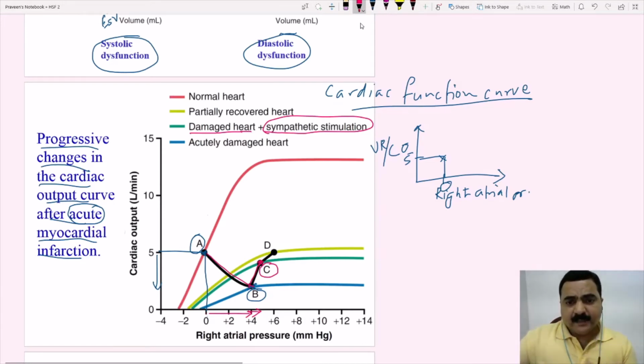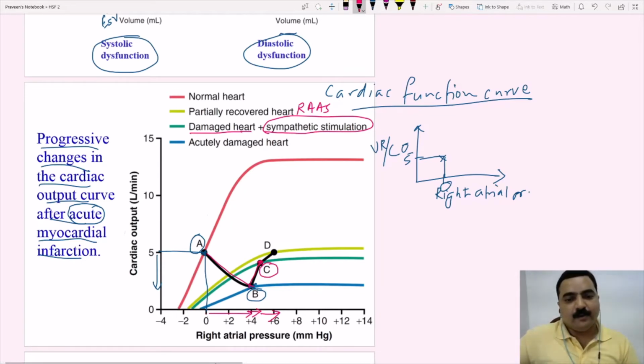The next compensation is the RAS system, the renin angiotensin aldosterone system. So in this partially recovered heart, because the blood flow to the kidney has decreased, the kidney detects that and will produce angiotensin 2. Angiotensin 2 causes the production of aldosterone, which will cause the retention of sodium and water. So the water accumulates, and you are trying to increase the blood volume and the venous return. When the blood volume and the venous return are increased, what happens to the right atrial pressure? It is further increased, not going back to the normal of 0.